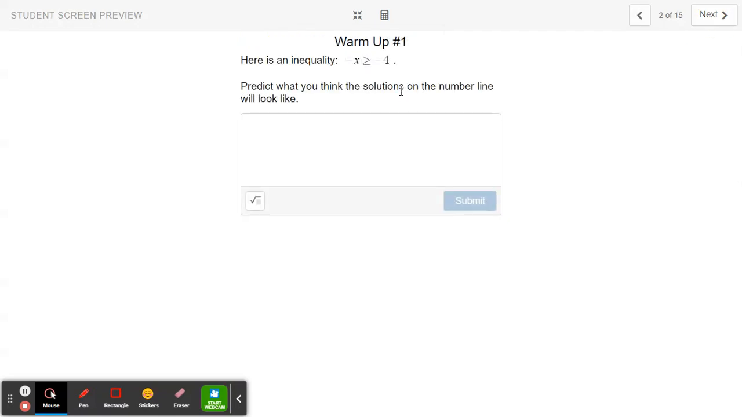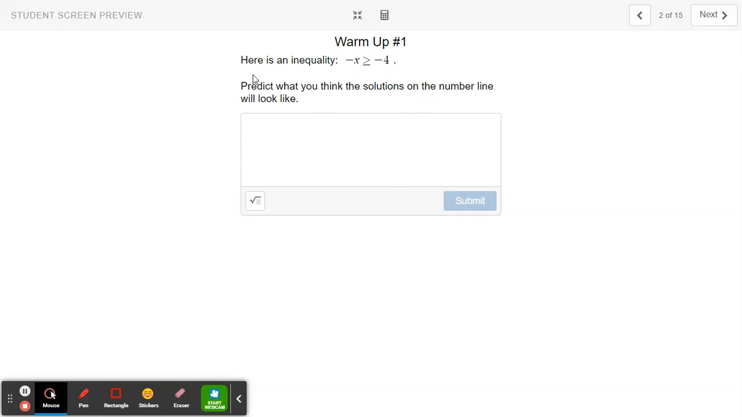Hello, today we're going to be looking at lesson 7, 6, 15. And again, we're going to be looking at how to solve inequalities. So the very first question is saying, here's an inequality, negative x is greater than or equal to negative 4. Predict what you think the solutions on the number line will look like.